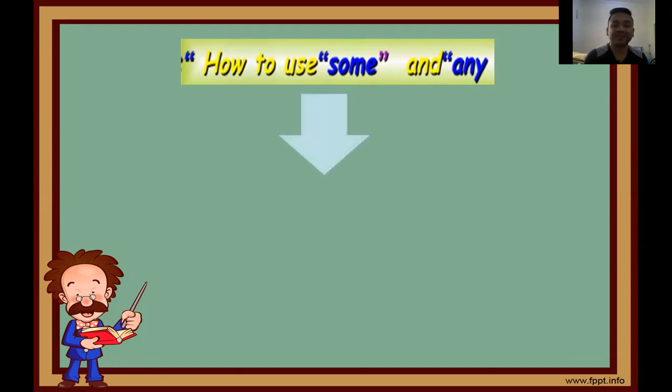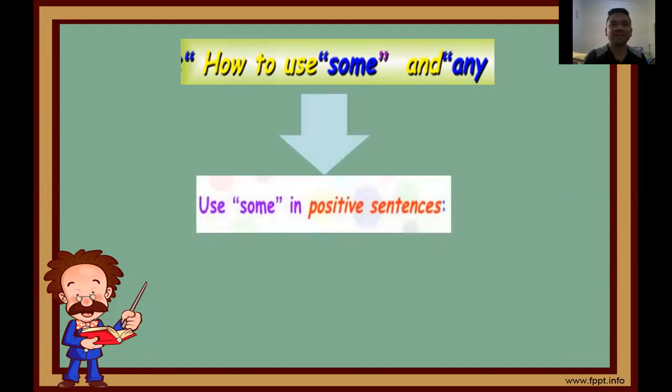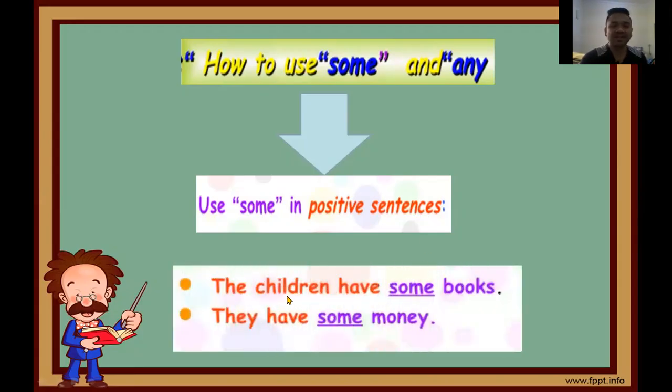Okay, now, first, let's talk about the usage of some. So use some in positive sentences. So when we say positive, we cannot see the word can't or don't or didn't because these are negative. Okay, so use some in positive sentences. Say for example, the children have some books.